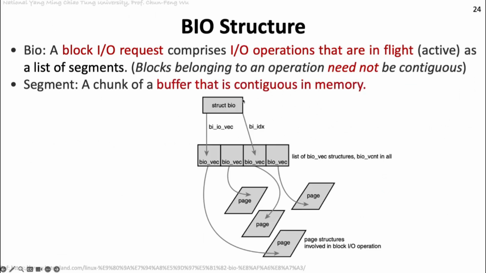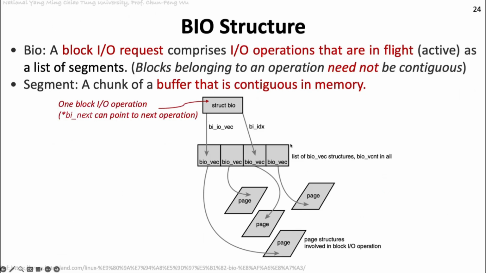This figure shows the architecture of the block I/O. One block I/O means one block I/O request. And for one request, there are different I/O operations. You can think about it as, for this request, there is one read and one write, and they are reading and writing different places of the hard disk drive, for example. Each of the I/O operations is one BIO vector. These BIO vectors are chained using a linked list.